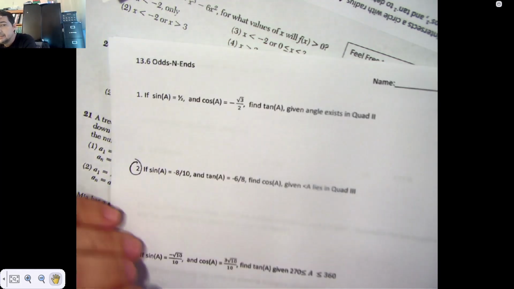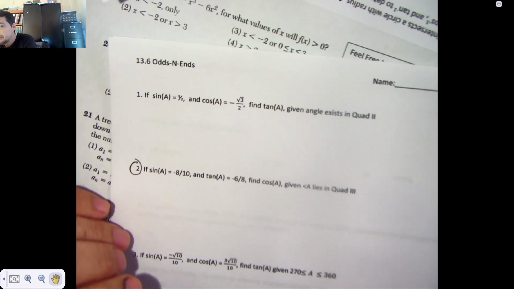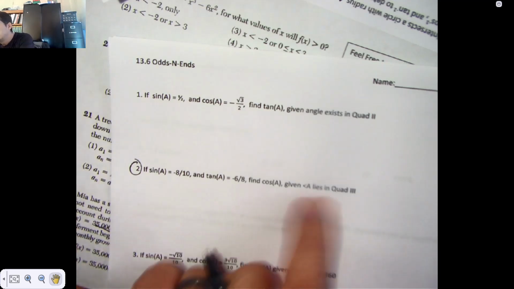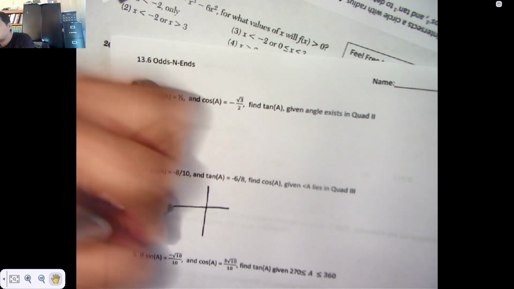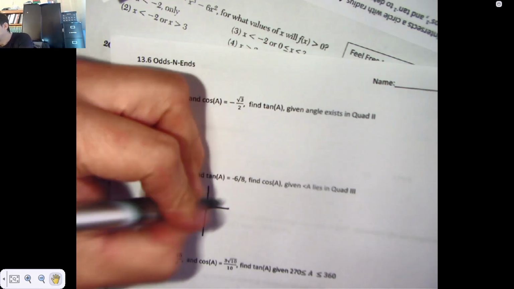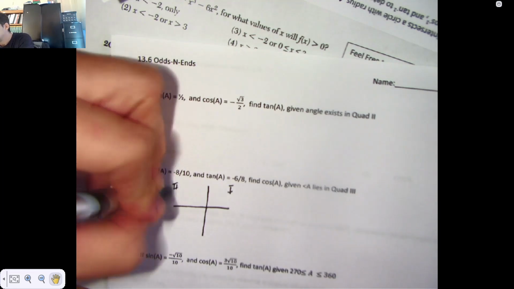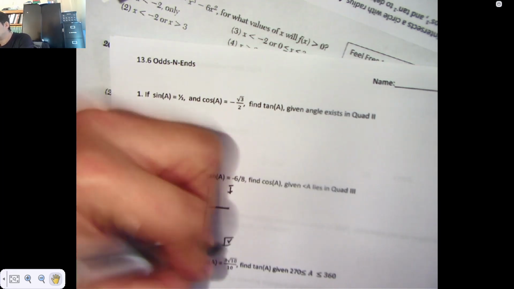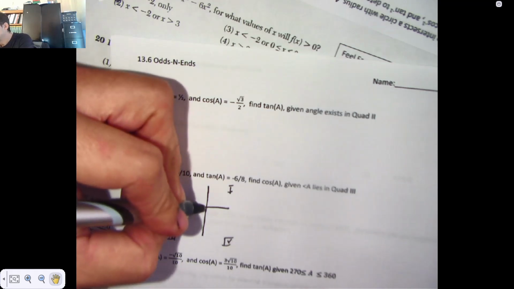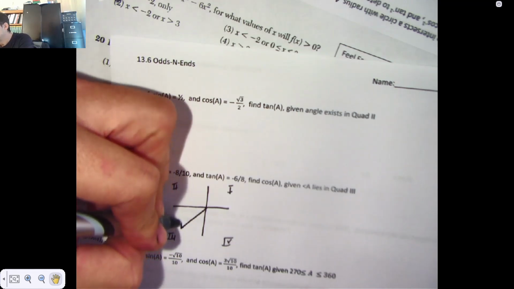If the sine of A is -8/10 and the tangent of A is -6/8, find the cosine of A given that angle A lies in quadrant 3. Well, that's nice and simple. You just draw in quadrant 3. Hopefully you know your quadrants. I know some kids don't. But anyways, that's quadrant 3. So we're going to draw in quadrant 3.